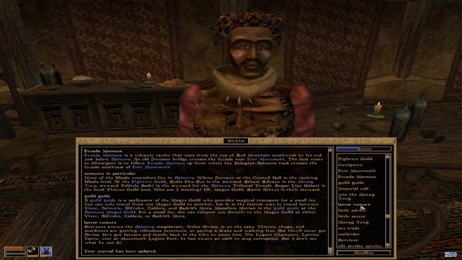Latest rumors. Everyone knows the Balmora magistrate, Nolus Ules, is on the take. Thieves, thugs, and murderers are getting ridiculous sentences, or paying a fine and walking free. But they'll never get Ules. He's got fat cats and family back in the city to cover him. The Legion champion, Larrius Varro, over at Moonmoth Legion Fort, has sworn an oath to stop corruption, but I don't see what he can do.